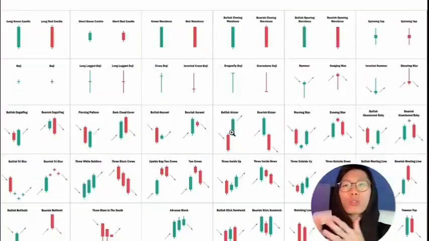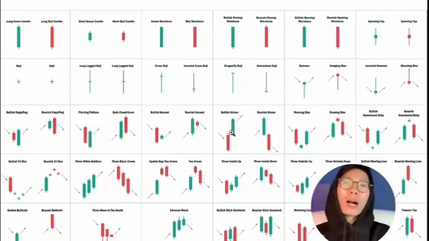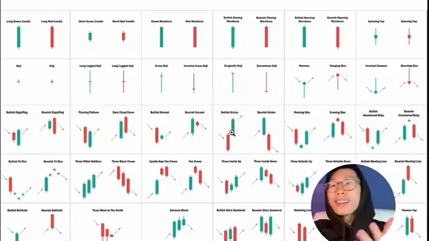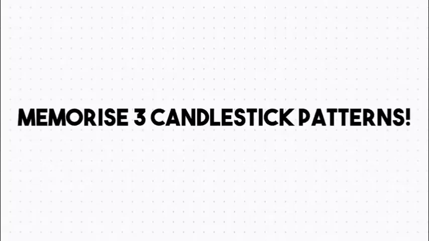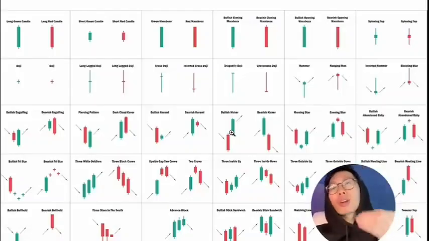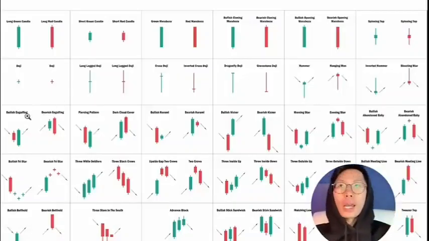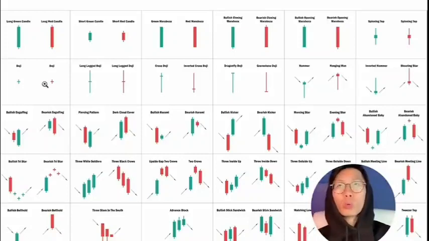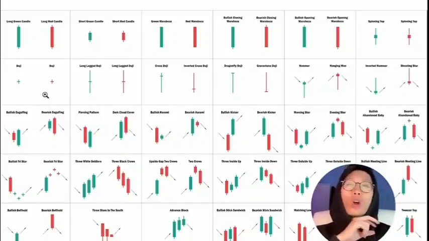I used to think that you have to memorize all the candlestick patterns to become successful at trading. But the truth is you do not need to memorize all the candlestick patterns. In fact, you only need to memorize three candlestick patterns. For me, my three favorite candlestick patterns are the bullish engulfing and the bearish engulfing, then the morning star and the evening star, and then the third one would be the doji.